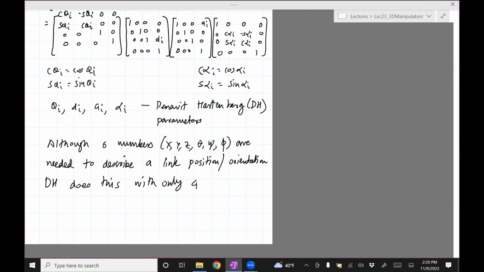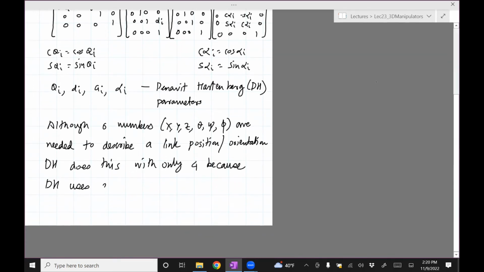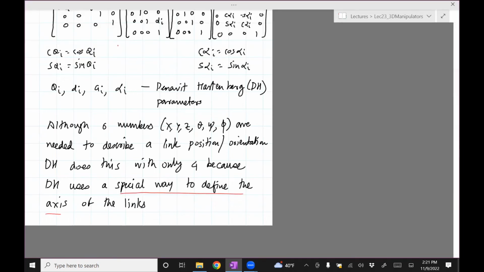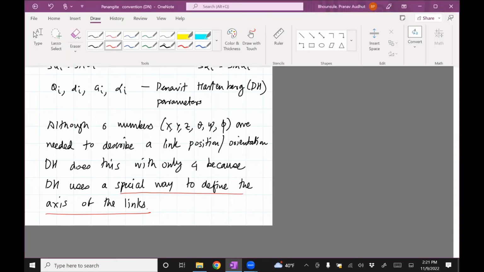Okay, it's possible because DH uses a special way to define the axis of the links. So that's the key, the special way to define the axis of the links. Okay, and the special way is the two things which it does.